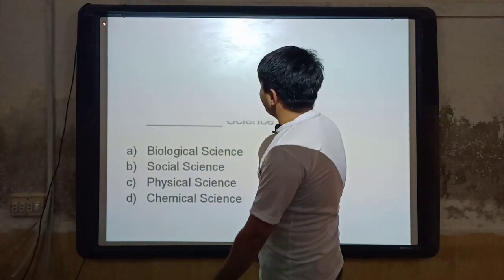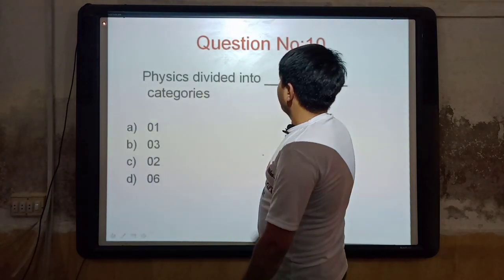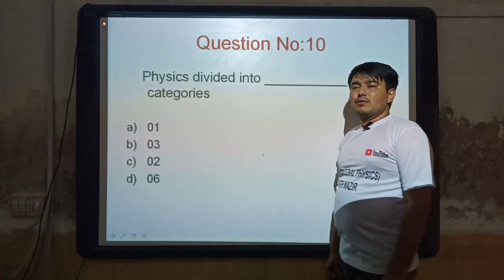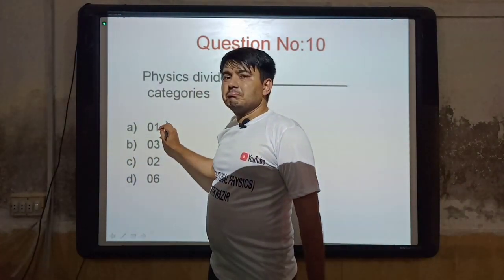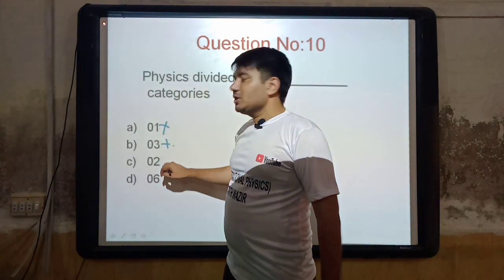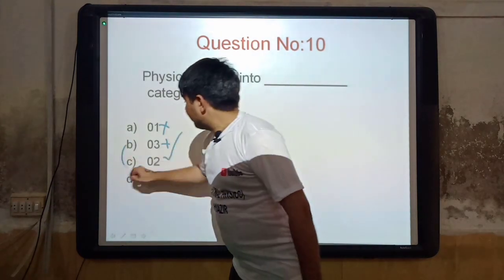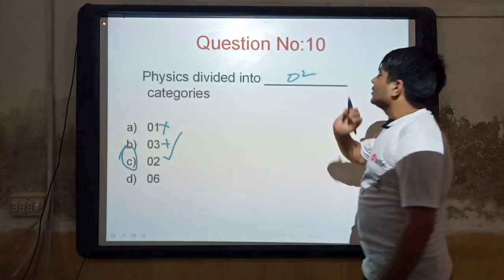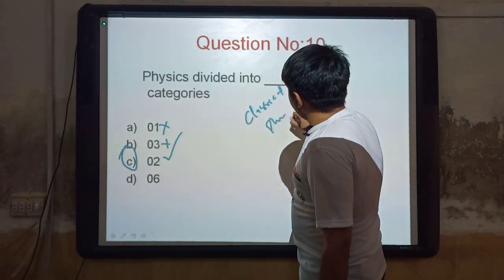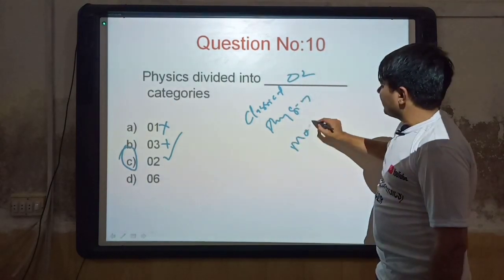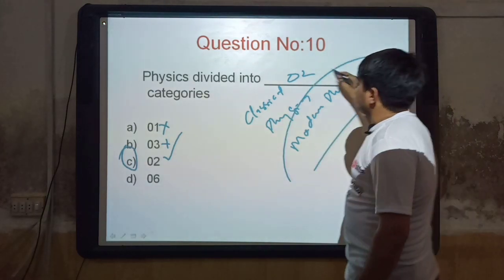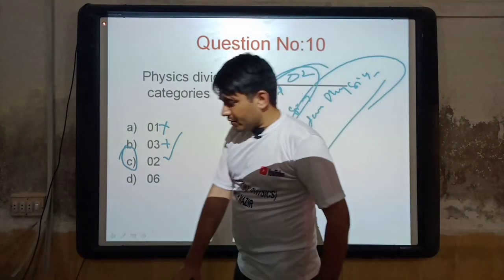Another question for you. Physics is divided into dash categories. Thinking: 1, no, 3, no, 2. Yes, physics is categorized into 2 categories, classical physics and modern physics.